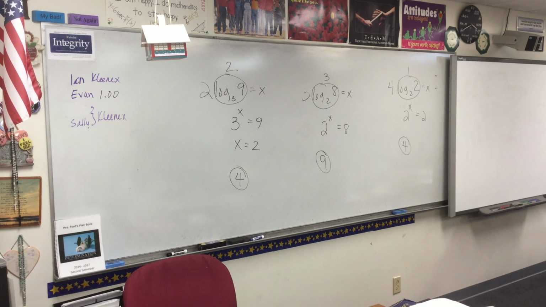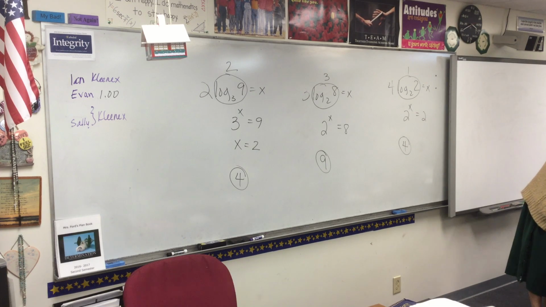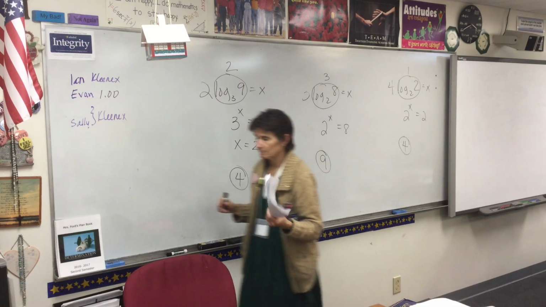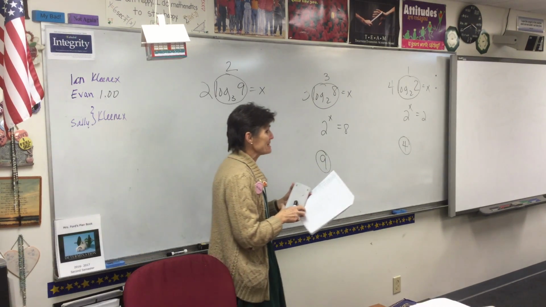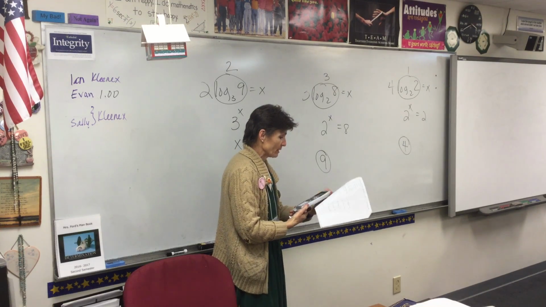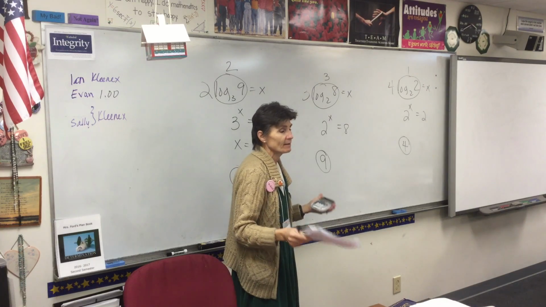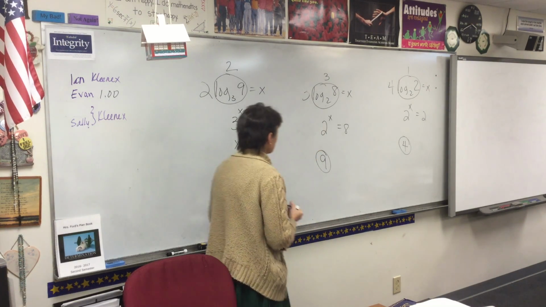Okay, so this first set of calculator work is very, very easy. It says evaluate with the calculator and round to the 10,000th. Now, 10,000th. How many decimal places am I going to carry? 4. 10,000th is 4 places.